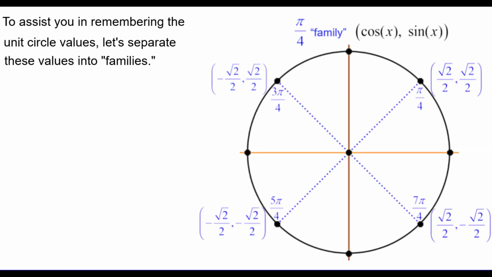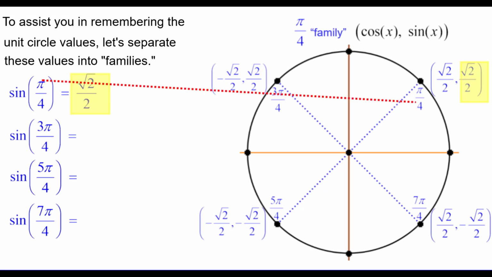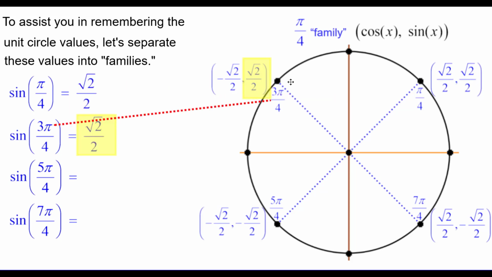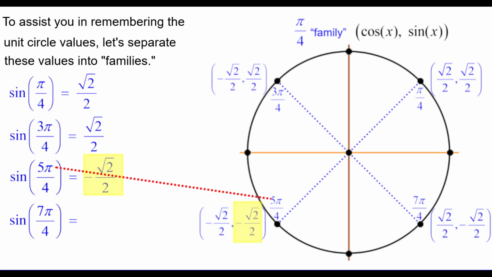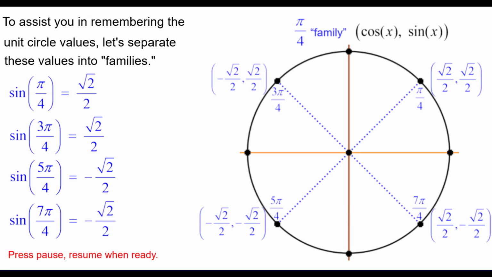The pi over 4 family, these are the 4 you should just know. Press pause, resume when you're ready. Sine of pi over 4, positive radical 2 over 2. Sine of 3 pi over 4 in the second quadrant. Second coordinate is positive radical 2 over 2 also. But in the third quadrant, the sine of 5 pi over 4 is negative radical 2 over 2. And in the fourth, the sine of 7 pi over 4 is negative radical 2 over 2. Press pause, resume when you're ready.